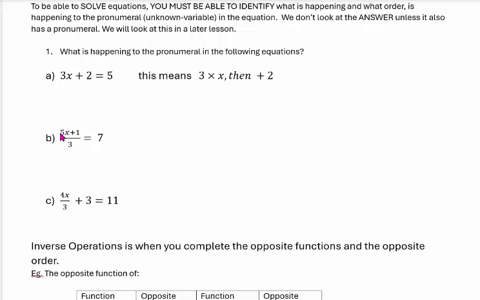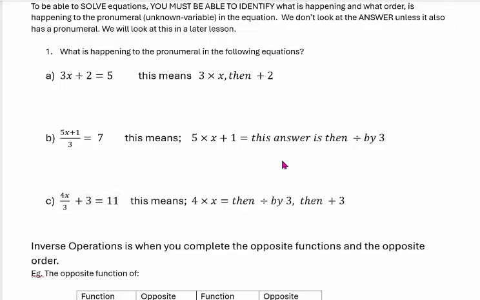So what this means is 5 times x plus 1. And whatever that answer is, I divide by 3. So you can see, looking at this, that you really actually have to think about it sometimes. So now I'm looking at C. I'm identifying where x is. So x is here next to the 4. So it's going to be 4 times x, whatever that answer is, divide by 3, and then I'm going to add 3. So repeat that, 4 times x, divide by 3, and then you add 3. And then you can say it equals 11.